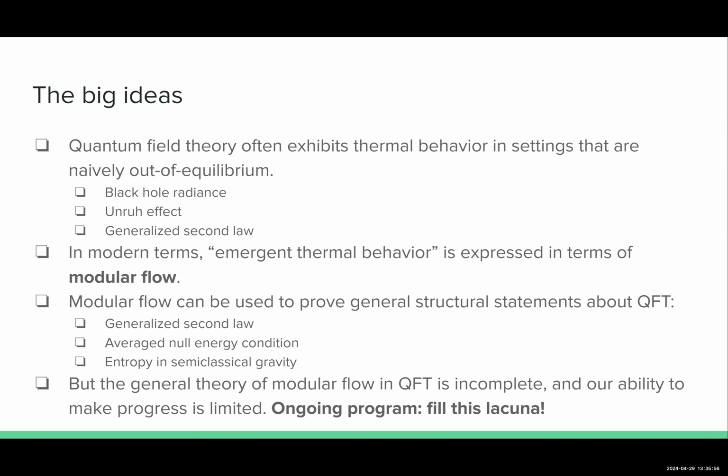But the point of it, its job in life, is to help you unify your understanding of these kinds of emergent thermodynamics. And consequently, because it's a mathematical tool that helps you unify your understanding of these things, it's also a tool you can use to prove general structural statements about quantum field theory. I'll talk more about these applications in a few slides, but some places it's shown up are Aron Wall's proof of the generalized second law, Tom Faulkner and collaborators' proof of the average null energy condition, and some interesting work that many people, myself included, have been contributing to, thinking about entropy and semi-classical gravity. So we'll revisit these in a few slides.